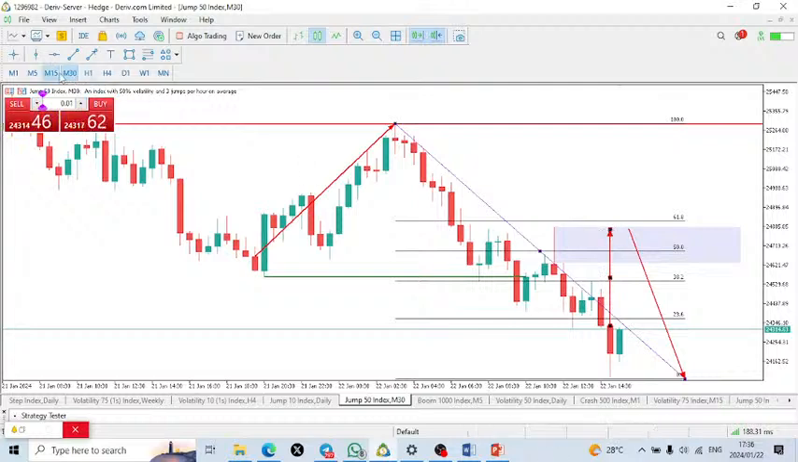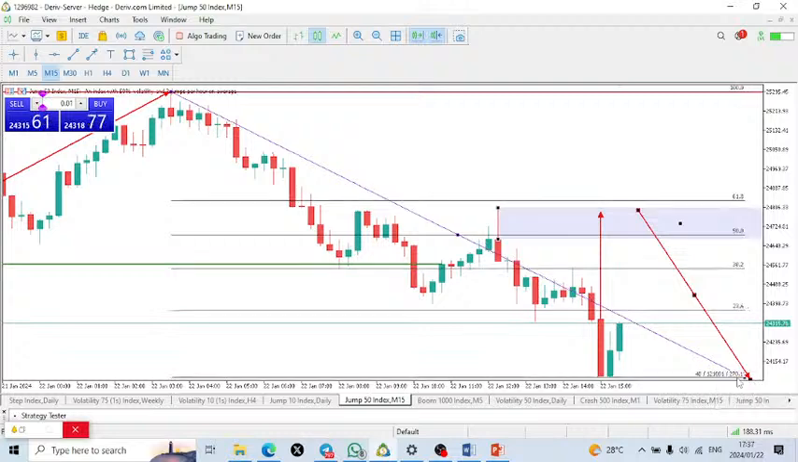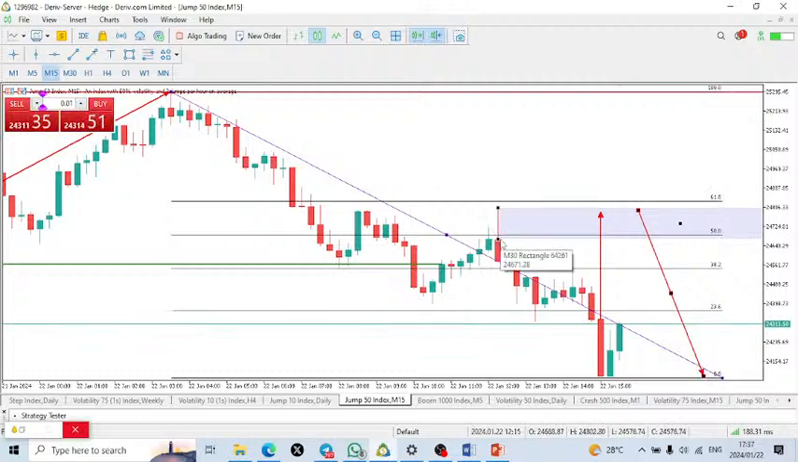We'll be focusing on that rejection. Let me go to the 15. On the 15 again, we have a good rejection, so we'll be focusing on that 15-minute rejection block, this one. We'll make use of this rejection block, and then we can look for selling opportunities there. It is also in line with the 61 and 50, the Fibonacci golden zone, so we can also make use of that.